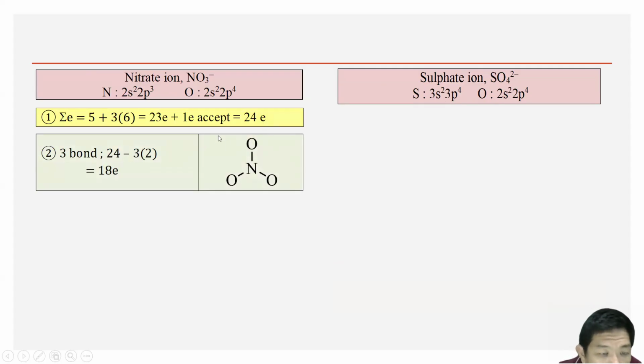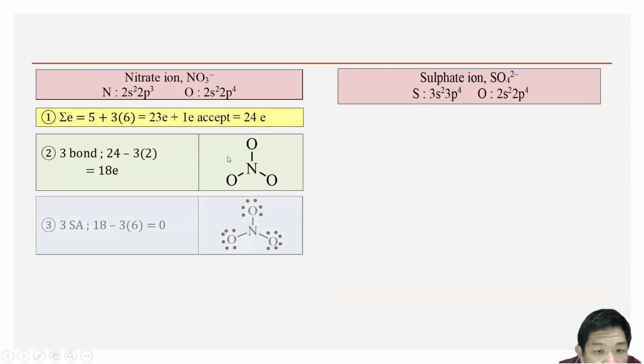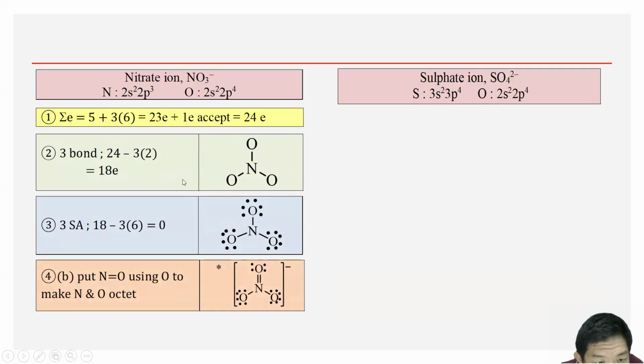So 3 bonds, so 24 minus 3 times 2, you have 18 left. So we have 3 surrounding atoms. Therefore 18 minus 3 times 6, we have 0. So put the N double bond O, using the oxygen to make it become octet. Okay, so this is how the nitrate ion looks like. And of course, this is also not the final structure. So later we are going to learn more about this.